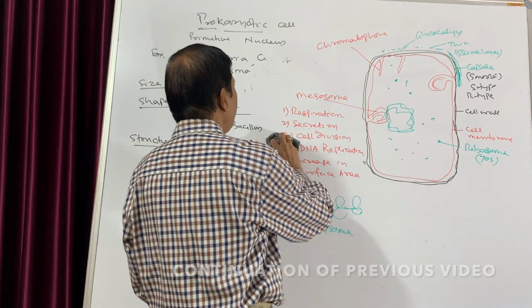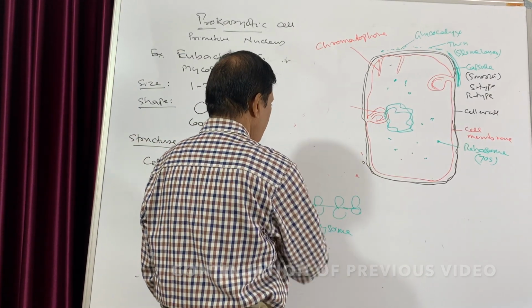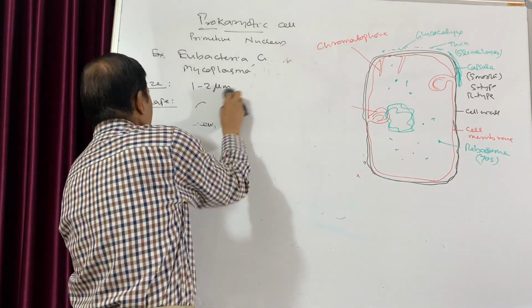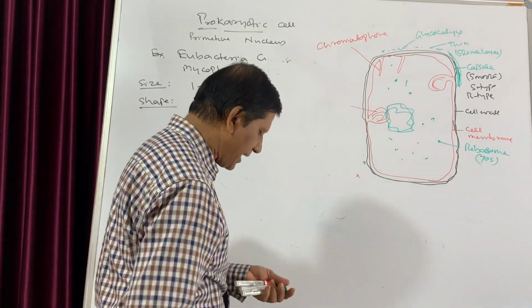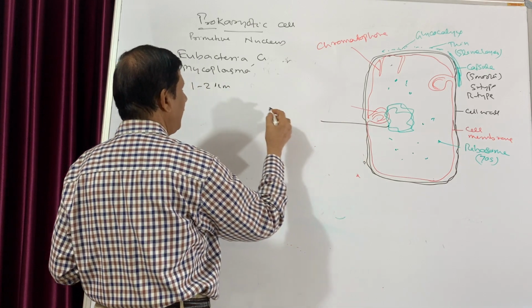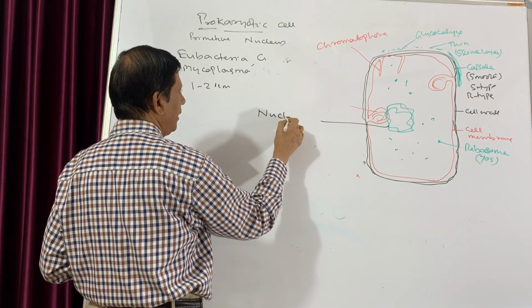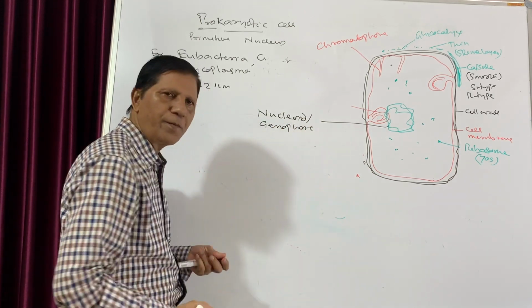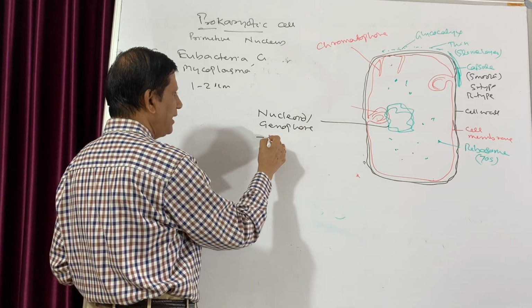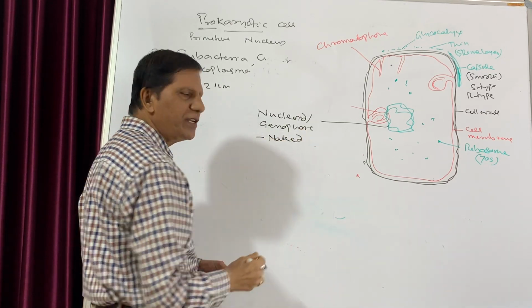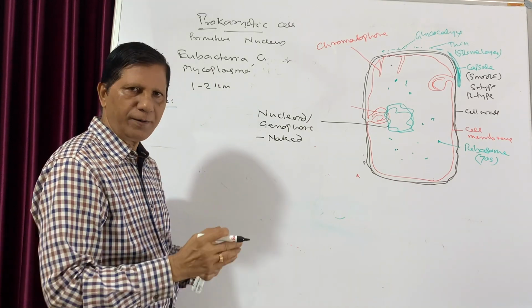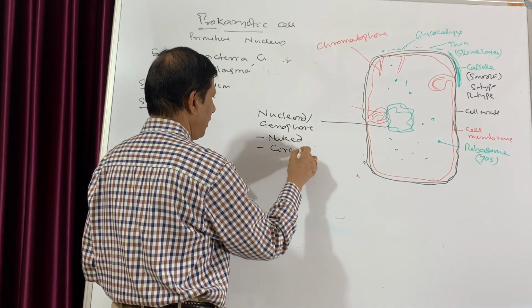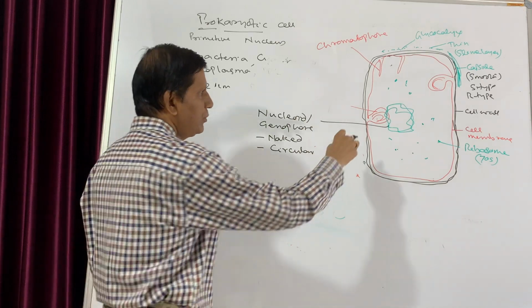The genetic material is attached to the mesosome, and it is naked. It is known as nucleoid, or also genophore. Now, what are the characters? Usually it is naked. Naked means it is not surrounded by any membrane like that of the eukaryotic cells. Then it is circular, as you see.